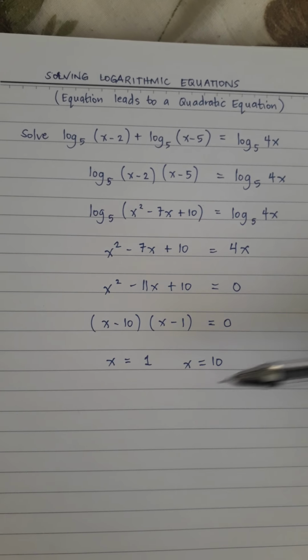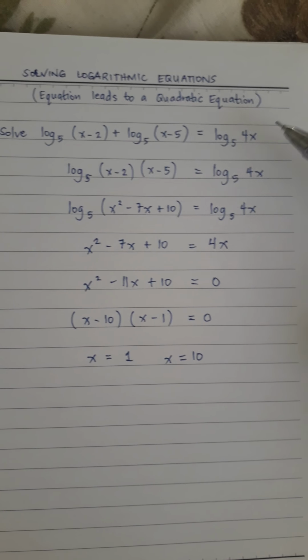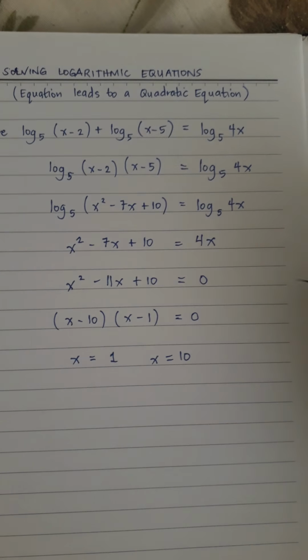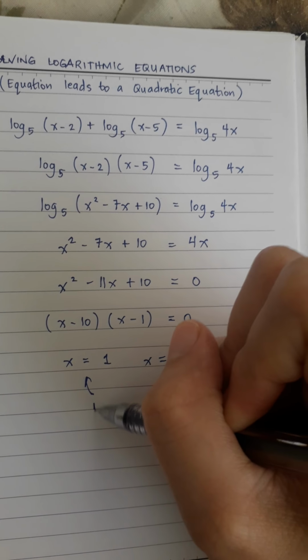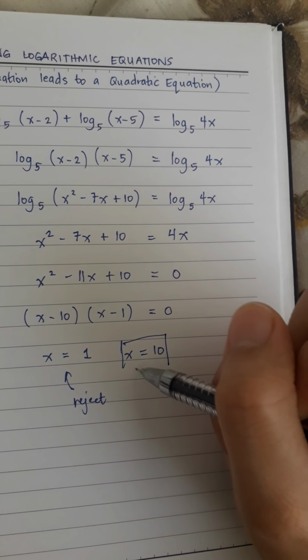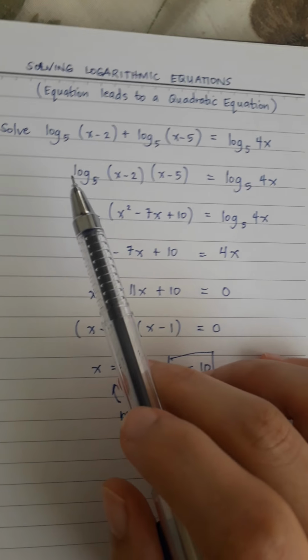How about 10? So 10 as the value of x will make all the three logarithms valid. Therefore, we reject the solution x equals to 1, making 10 as the only valid solution for this logarithmic equation.